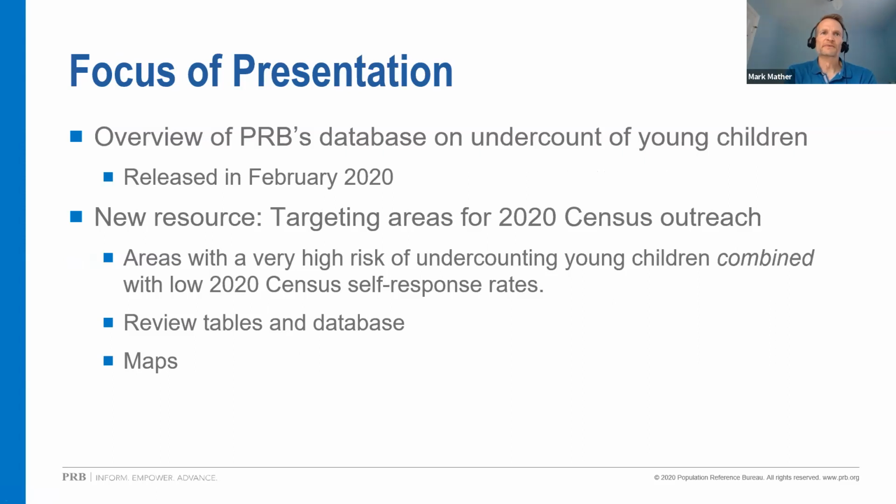So here's what I'm going to cover. I'm going to start with some of the background on how we arrived at this point. We are building on PRB's database on the undercount of young children that we released initially in February of 2020, so a couple months ago. And then I'm going to talk about this new resource where we are really targeting areas for 2020 census outreach based on communities where there's a very high risk of undercounting young children, combined with areas that have low 2020 census self-response rates. Then I'll review some of the tables that we've made available, a new database, and go through some interactive maps. So if you can stick through this to the end, I think the maps may be what people are going to be most interested in.